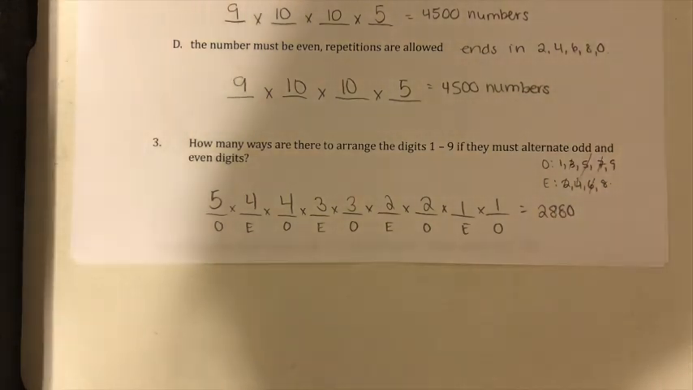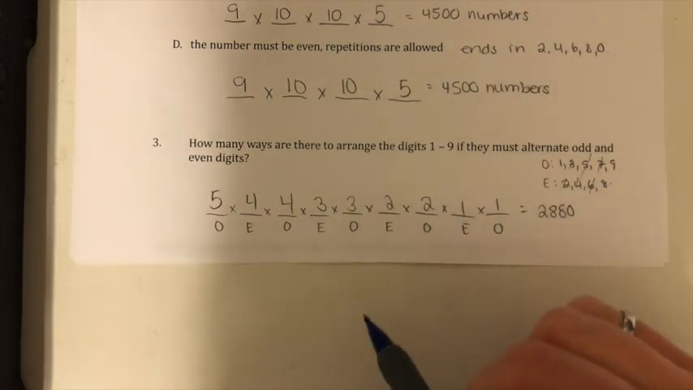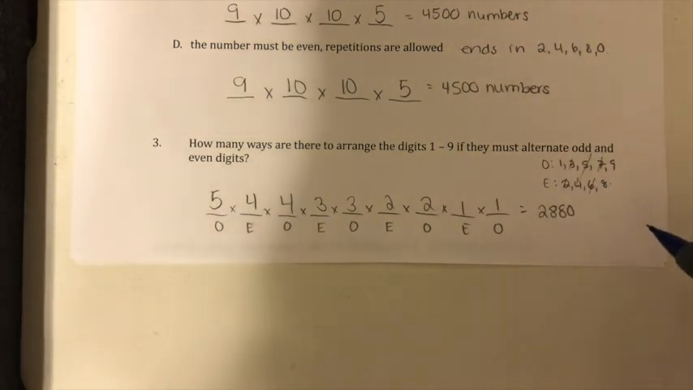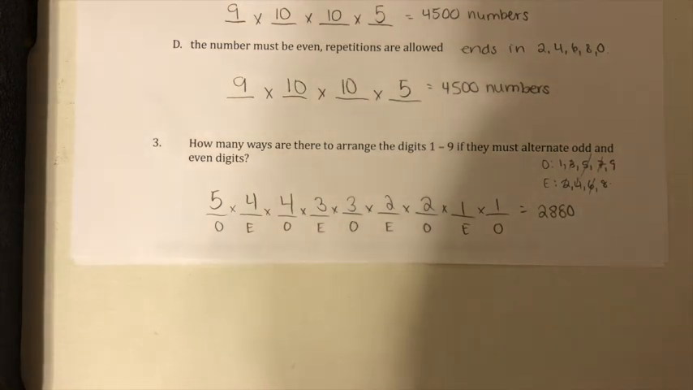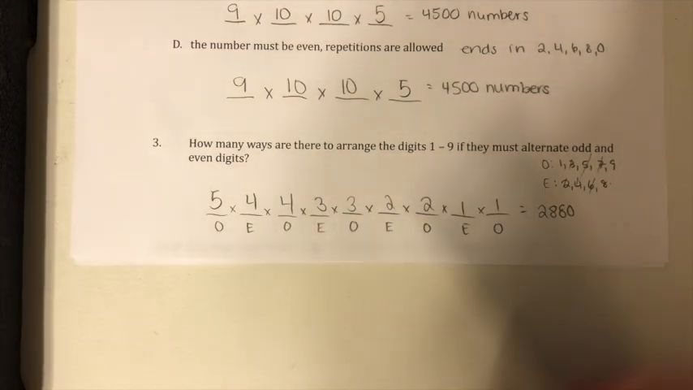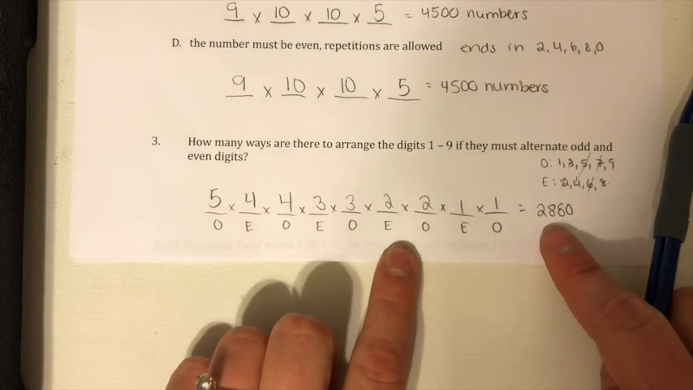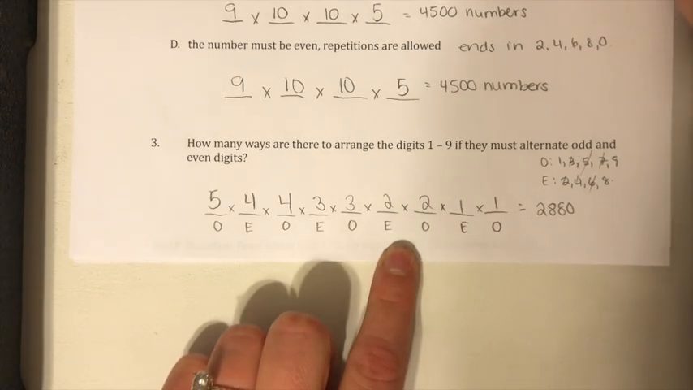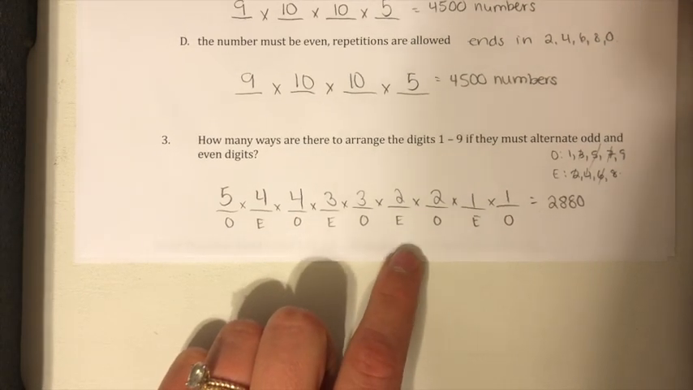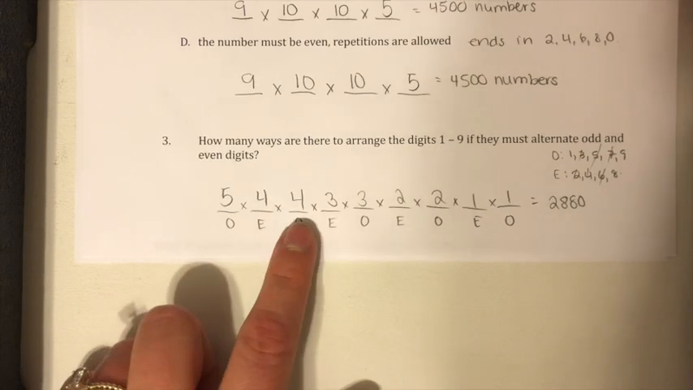And tomorrow we're actually going to talk about a way that is quicker to calculate this than punching in all those numbers, but unfortunately that will have to wait till tomorrow. It's not that bad. Okay, so 2,880 ways for us to arrange those digits 1 to 9 if they have to alternate odd, even, and so on.